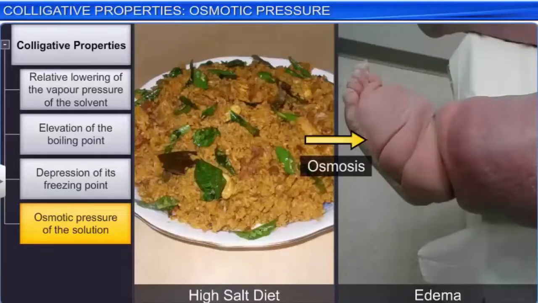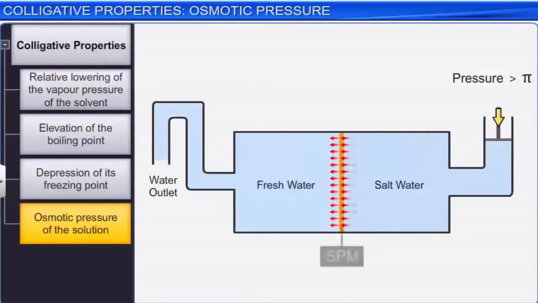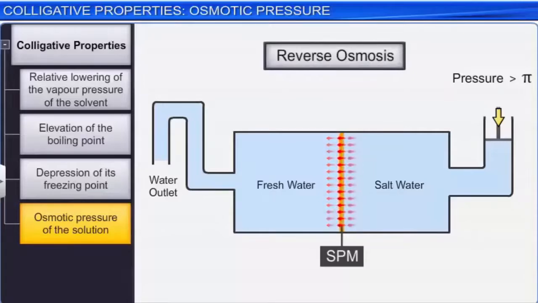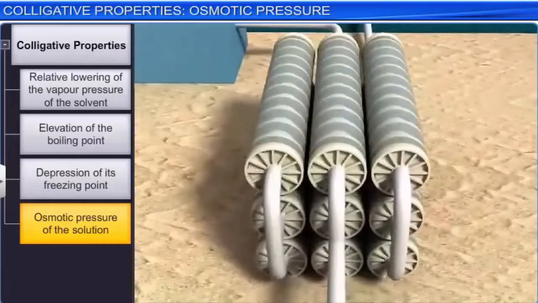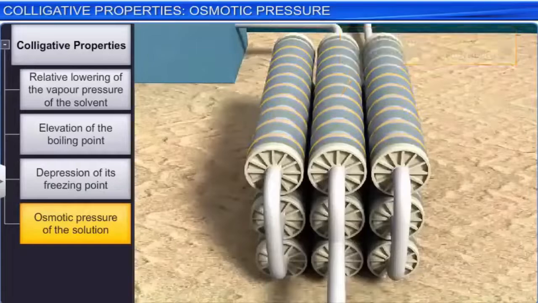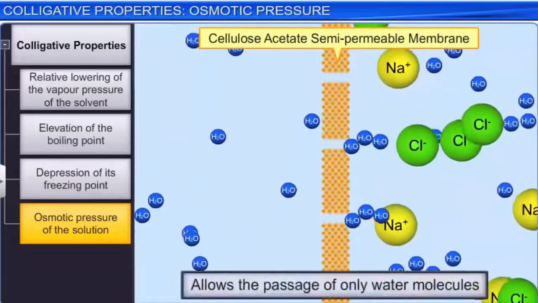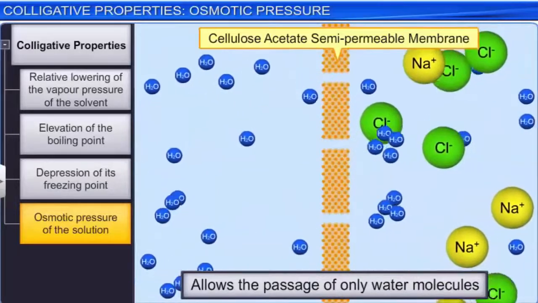It is of interest to mention that if a pressure greater than osmotic pressure is applied on a solution, then the solvent will flow from the solution to the pure solvent through the semi-permeable membrane. This process is known as reverse osmosis and is often used for the desalination of seawater for getting fresh drinking water. Desalination of seawater is carried out using a cellulose acetate semi-permeable membrane placed over a suitable support. This cellulose acetate membrane allows the passage of only water molecules through it and is impermeable to the salts and other impurities present in seawater, thus making it fit for drinking.